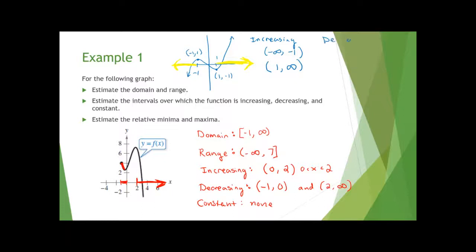Decreasing is now going to be the missing part in between, because we don't have any constant intervals. So we are decreasing in between here, from -1 to 1 on the x. That's where we are decreasing, because that's where our graph is going down. So we are decreasing from -1 to 1, and then we have no constant intervals.